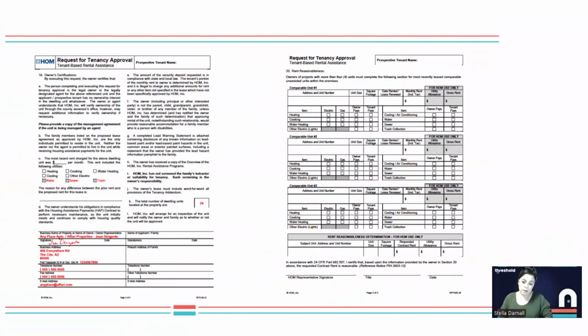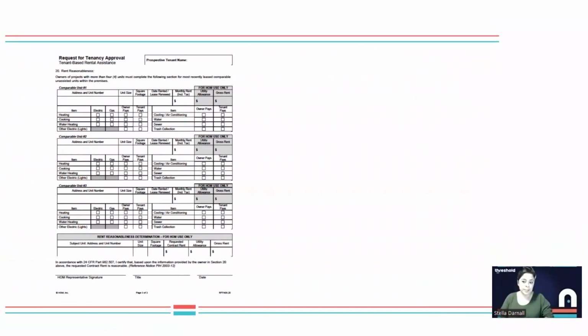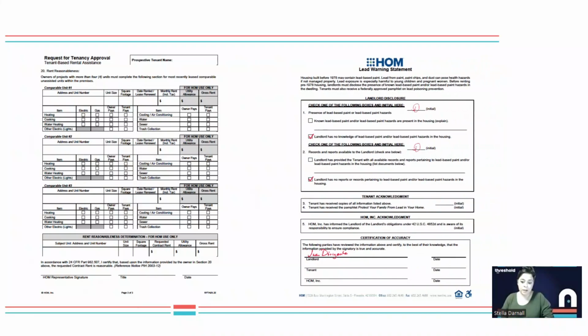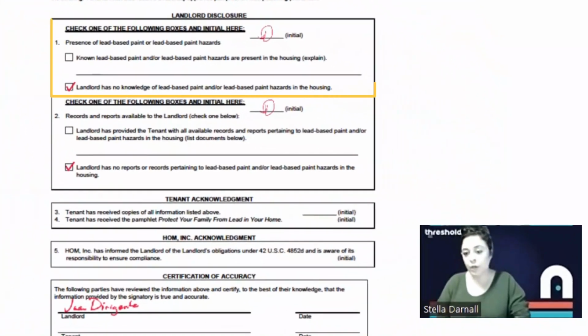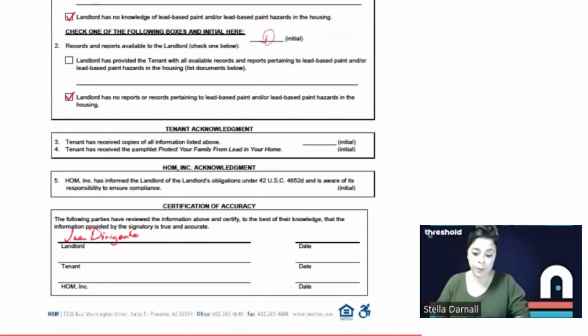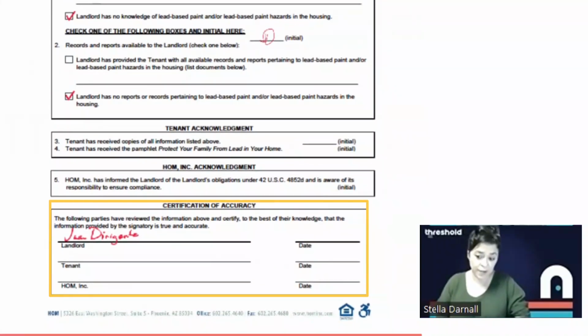And then on the next page, this is a lead warning statement. Again, pretty self-explanatory. You're going to check if there are no lead-based paint or lead-based hazards present that you were aware of in the property, or if there are, you would check and initial. The second part is if there are records or any reports available on the lead-based paint. So you're going to check, initial, and then at the bottom of the form for the certification of accuracy, you're just going to sign and date it.